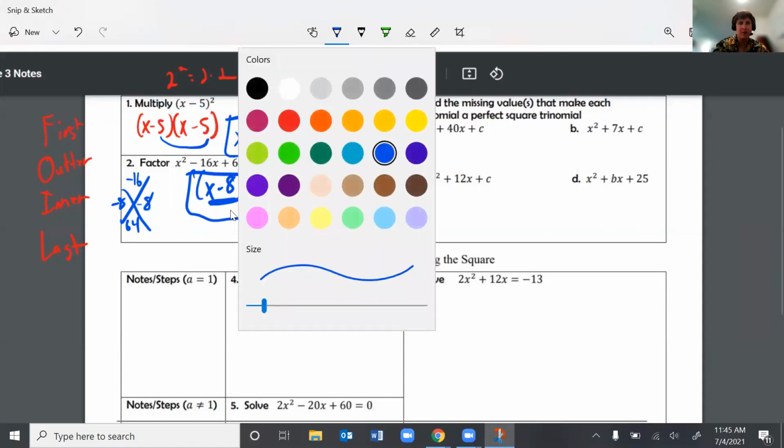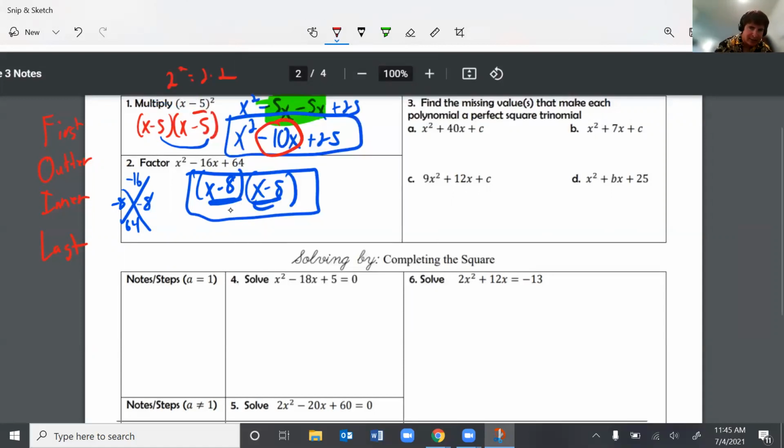But if you look here at the middle, how does that relate to this? How does that relate to this? Well, it's half of it. So negative 10, half of negative 10 is negative 5. Half of negative 16 is negative 8. But then you think about how do those relate to the last term, like how does this relate to this, and how does this relate to that?